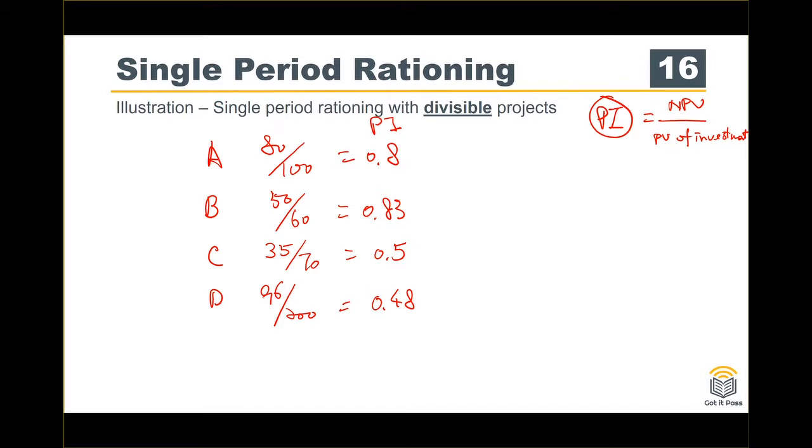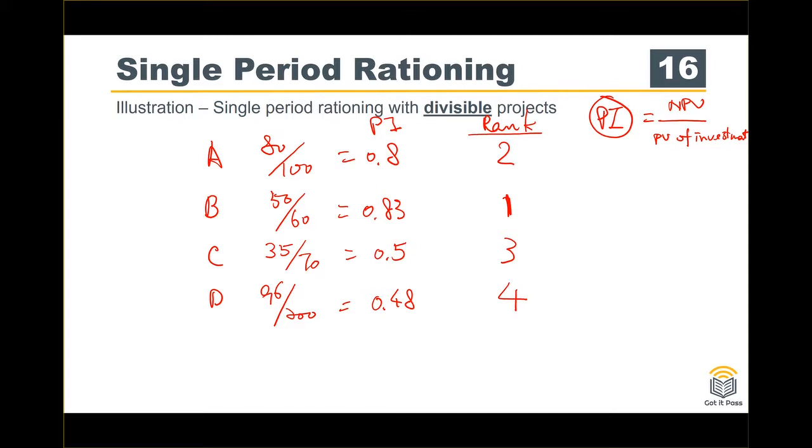Then that is the PI. We need to work out the ranking of these 4 projects. Because the projects are divisible, partial allocation is allowed. We'll do it later, but before the allocation, we need to rank them. The first project to invest in is project B, because it has the highest profitability index, so it's rank number 1. Then project A, project C, and project D.